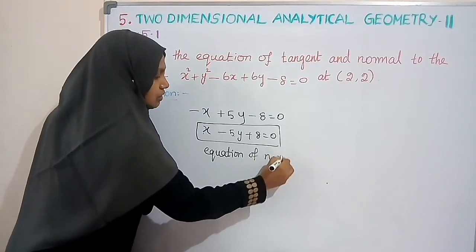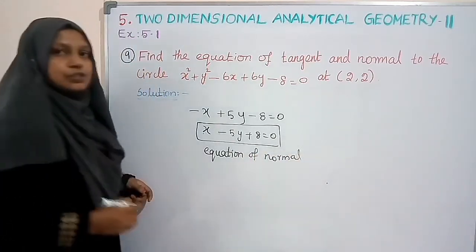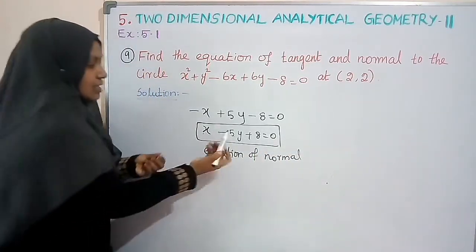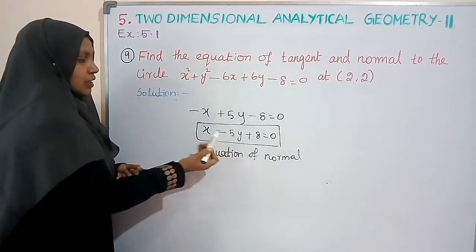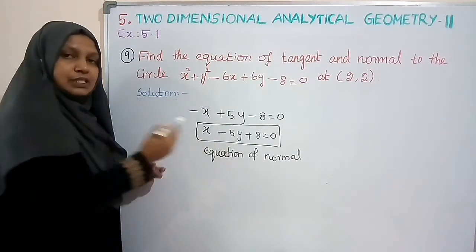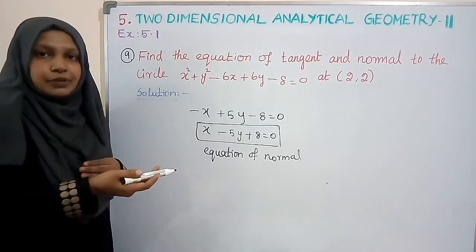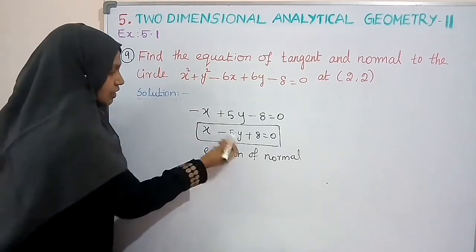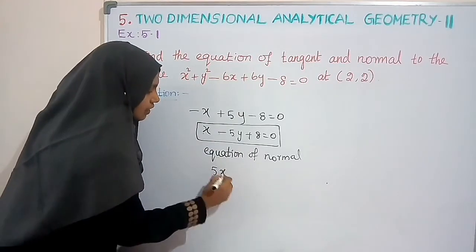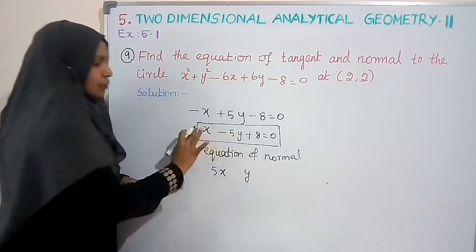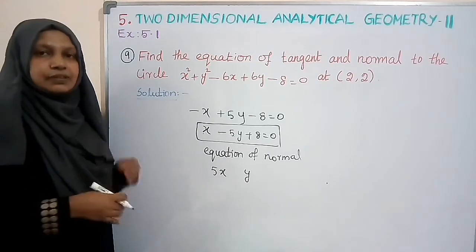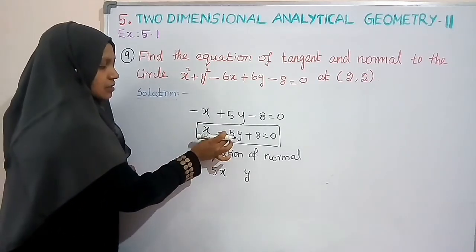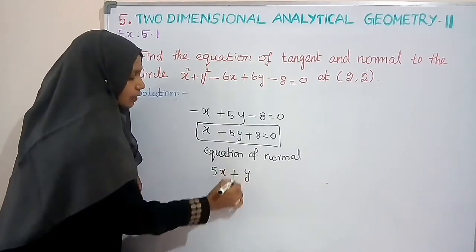Equation of normal is perpendicular form. To find the perpendicular form, just interchange the coefficients. The x coefficient becomes the y coefficient, and the y coefficient becomes the x coefficient. So it becomes 5x and 1y. Without sign you should interchange. After interchanging, write the opposite sign in the middle.